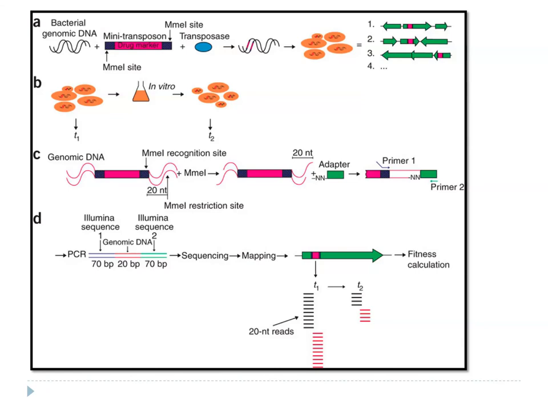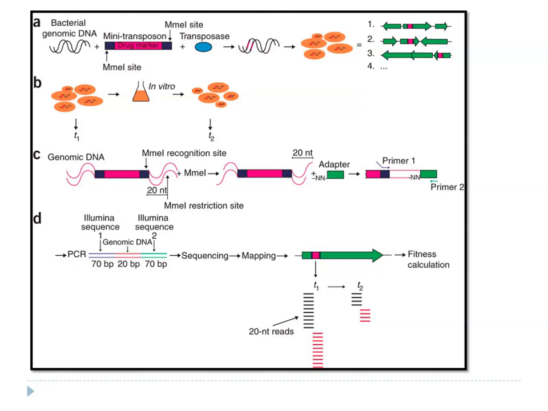Now that's verbally. Let's just walk through a diagram now to explain it more. So we make our transposon here. One thing I didn't say in the verbal description is that it has this restriction site on it, where the restriction enzyme recognizes that site and then doesn't actually cut at that site, but cuts 20 base pairs downstream from it. So you put this into the genome, you make your pool, you put it through the selection, and get the output pool.